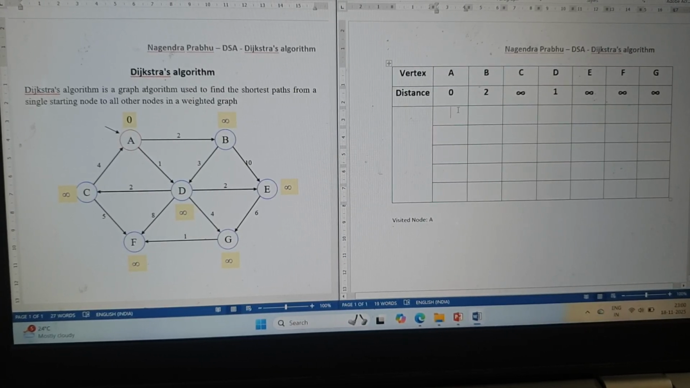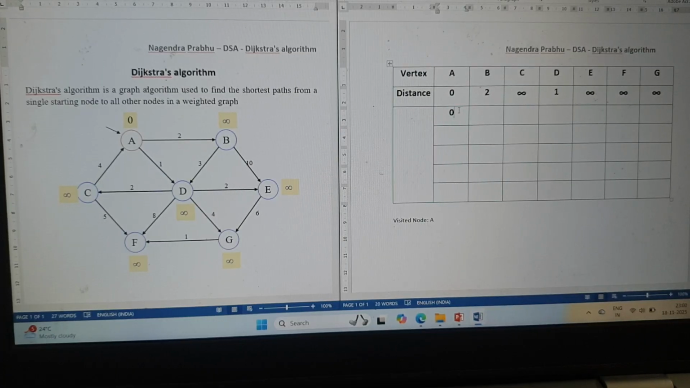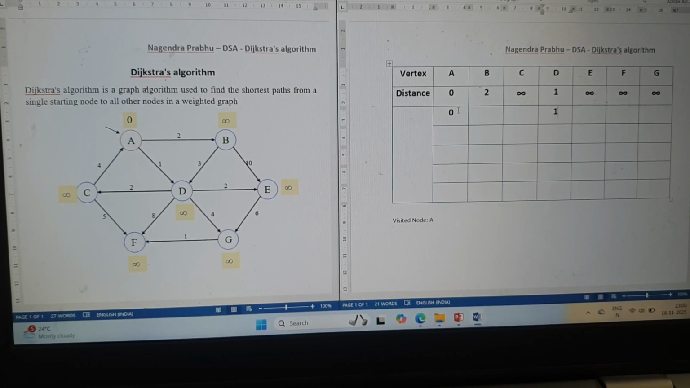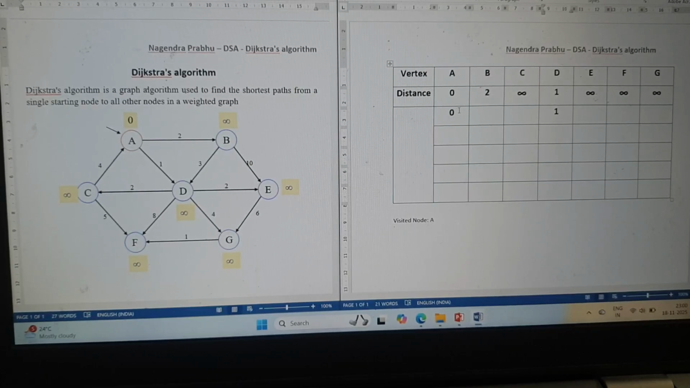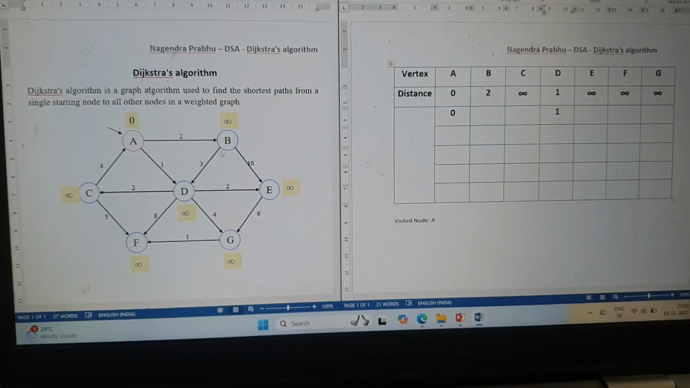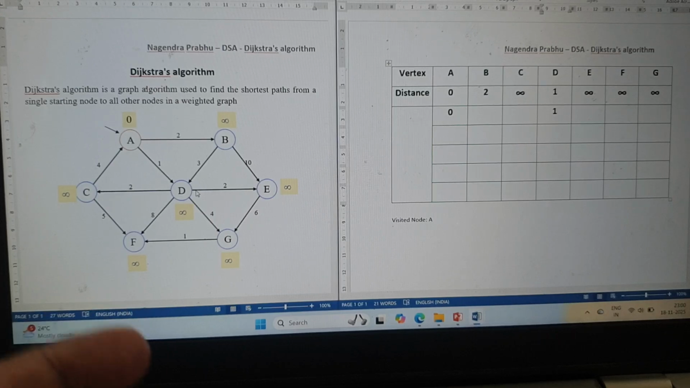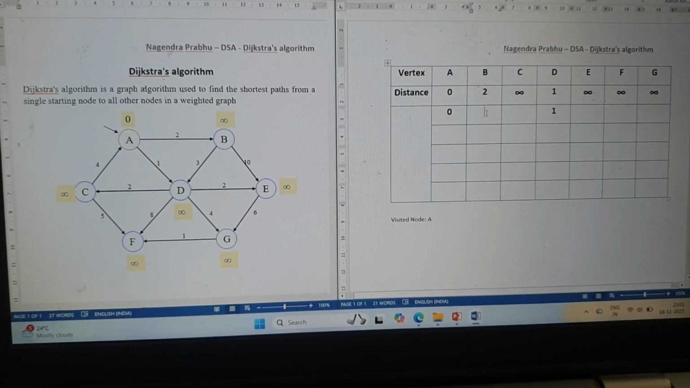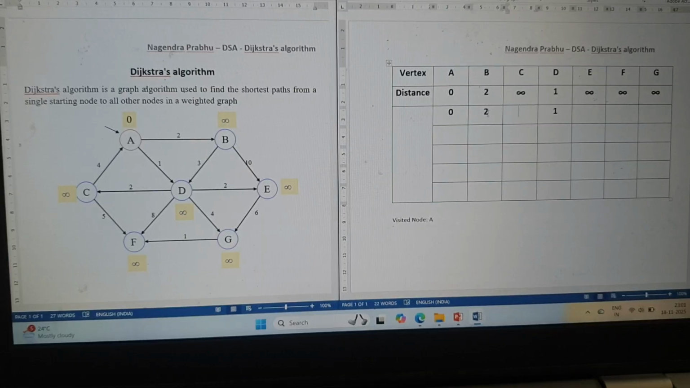Now A is already visited, so I'm just copying the same value. Now D, I copy the same value. Now find the path from D to all other nodes. From D to B, is there any direct path? No. From D to B there is no direct path, but B to D is there, but it is a directed graph, so we can't go from D to B. So for D to B, we already have a distance, so just put the same value 2.